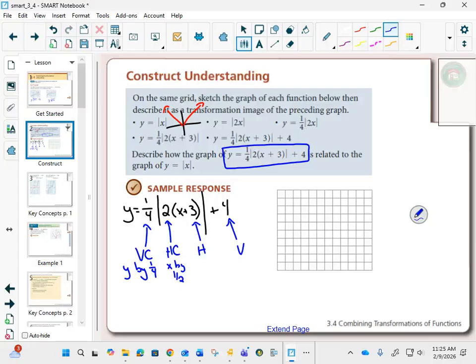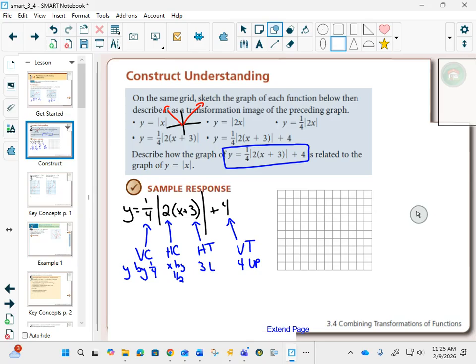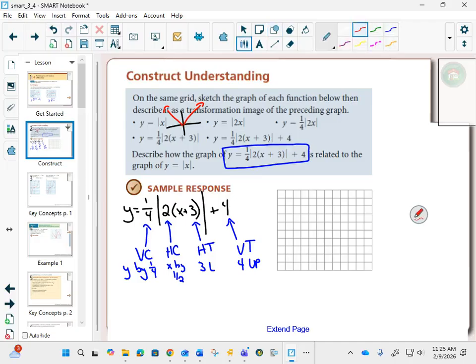Next is your horizontal translation. You're going to go 3 units to the x's are liars to the left. And here we have our vertical translation. That's going to go 4 up. Now, instead of graphing each of those, I'm going to look at points on my parent graph. Do all of this math and find out where those points end up.